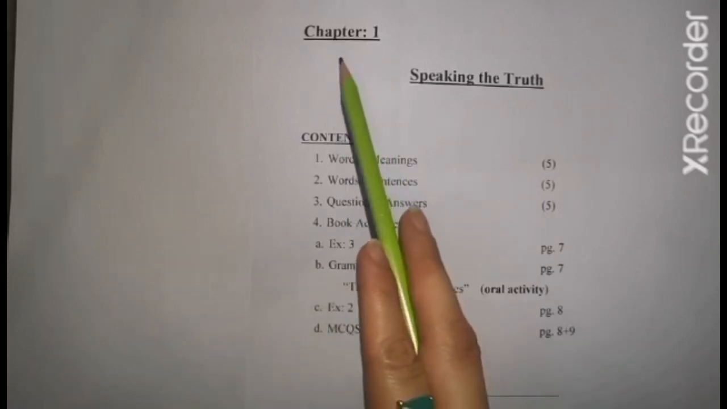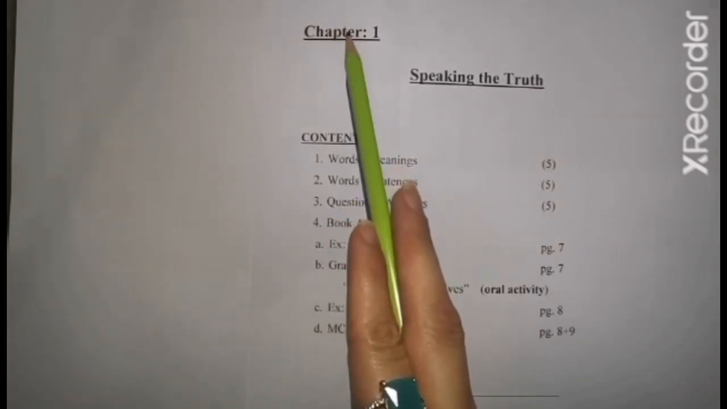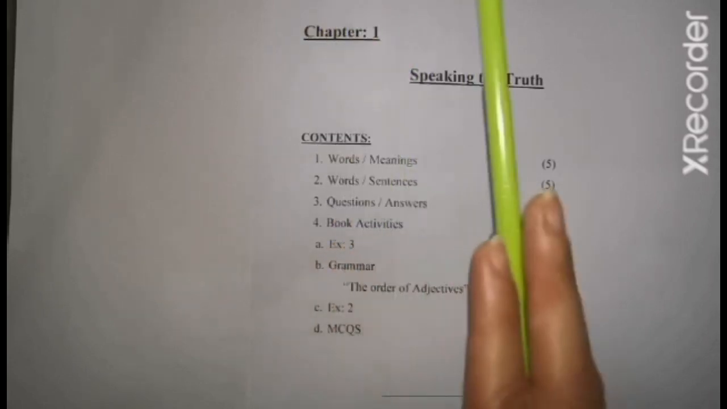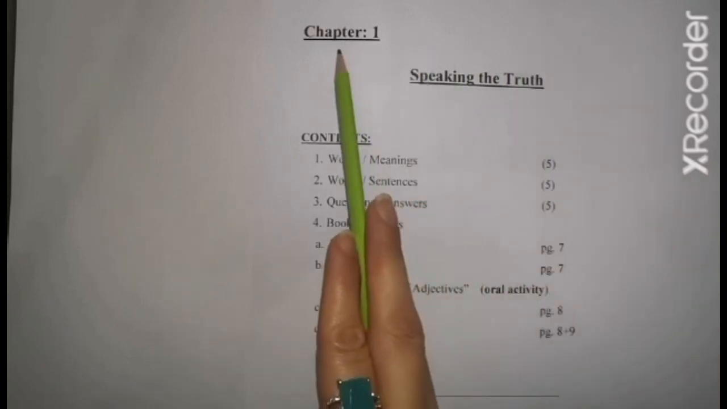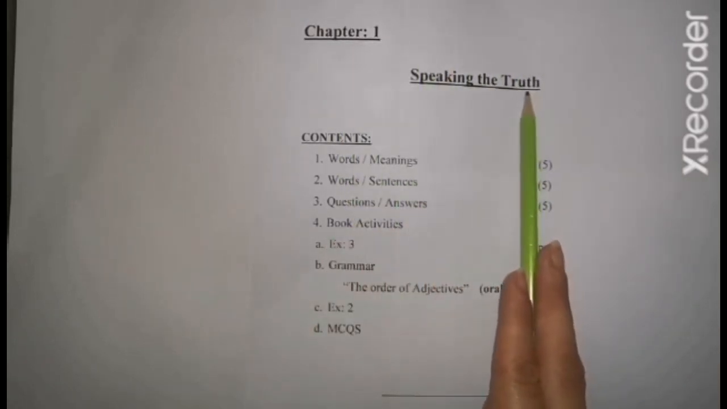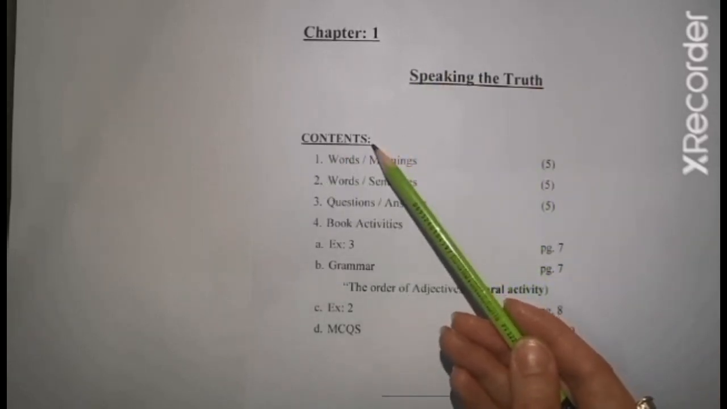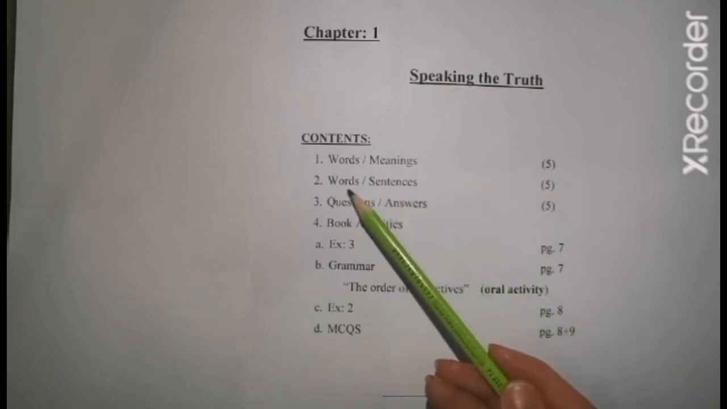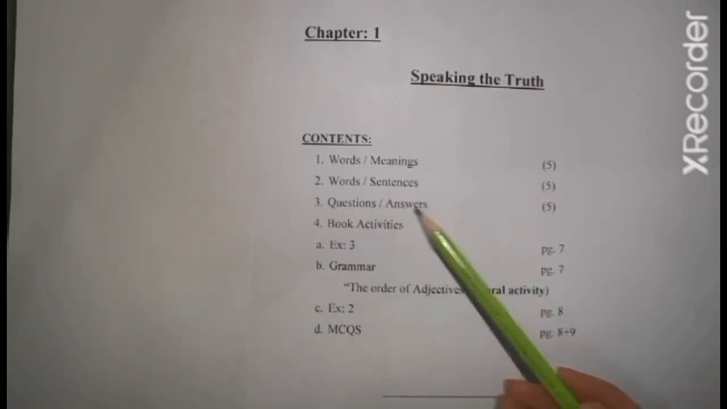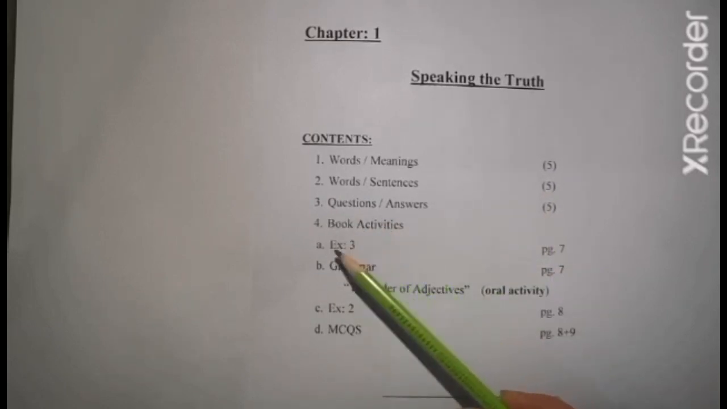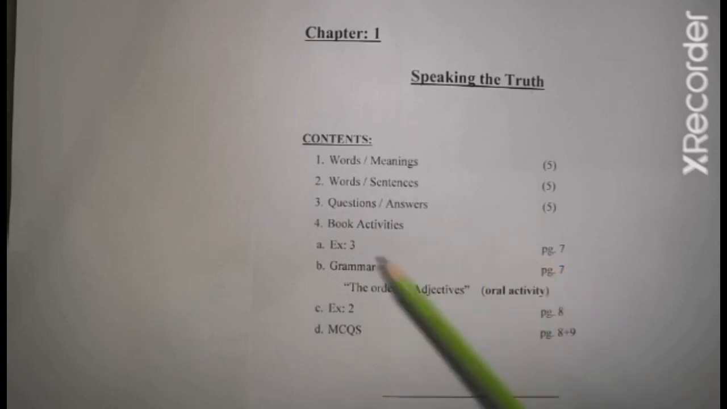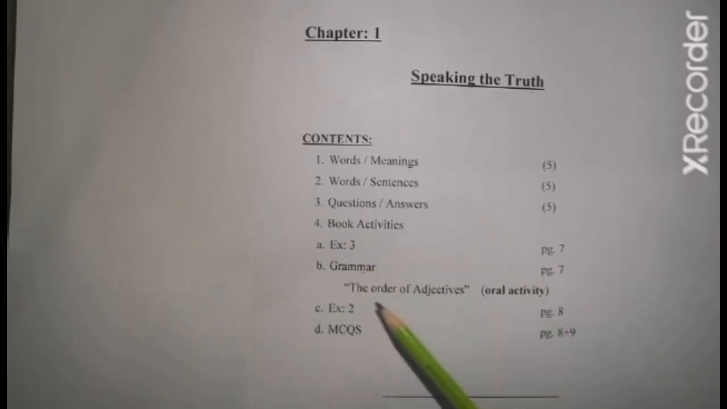Now come to the next page. From the start on your notebooks, you will write the same serial number and date on your copies and write the heading of chapter 1, Speaking the Truth. Mention the contents, give the heading of contents. Number 1, words meaning 5. Number 2, word sentences 5. Number 3, question answers 5. Number 4, book activities. A, exercise 3, page 7. B, grammar, page 7. The order of adjectives, oral activity. C, exercise 2. D, MCQs. Exercise 2 is on page number 8 and the MCQs are on page number 8 plus 9.